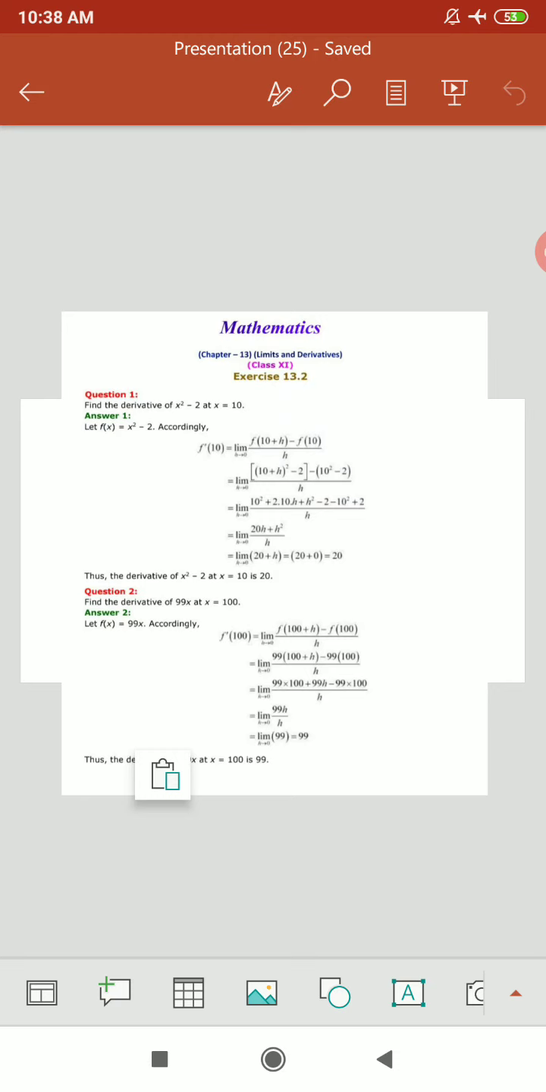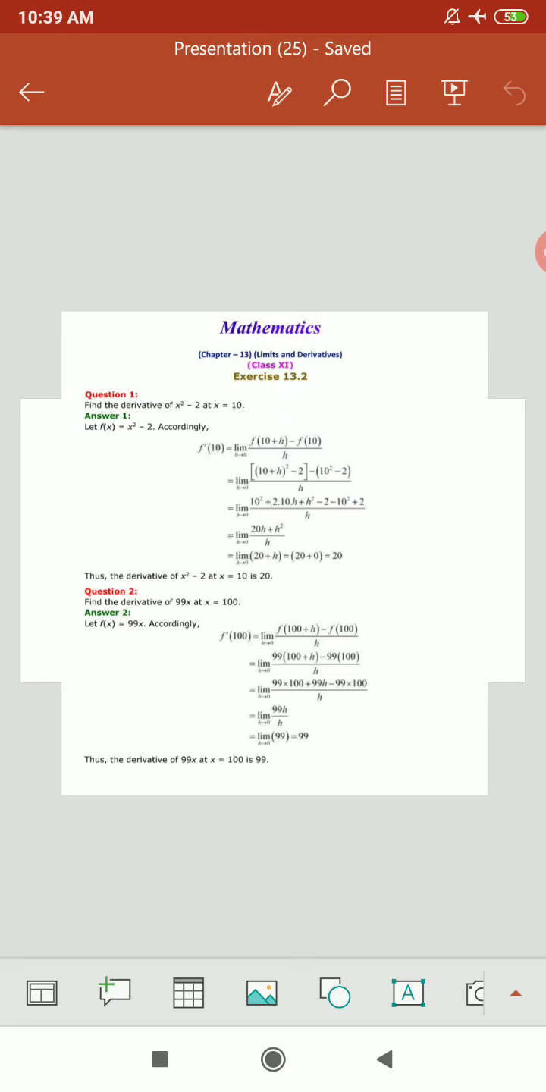ठीक, 10 square minus 10 square cancel, minus 2 plus 2 cancel, we get here limit h tends to 0, 2 into 10, that is 20h plus h square divided by h. This is equal to limit h tends to 0, हमें बचेगा यहाँ 20 plus h, 20h को भी डिवाइड है, h स्क्वायर को भी डिवाइड है. 20h by h is 20, h स्क्वायर by h is h, which is equal to, अब h 0 देंगे तो क्या मिलेगा हमें 20 plus 0 which is equal to 20. Therefore, thus the derivative of x square minus 2 at x equal to 10 is 20.